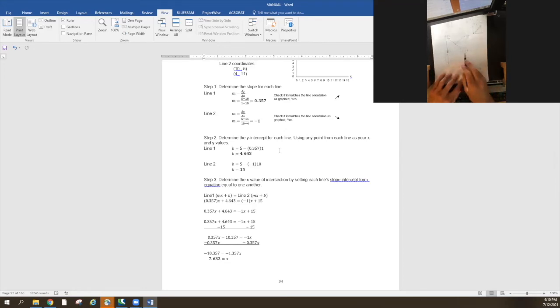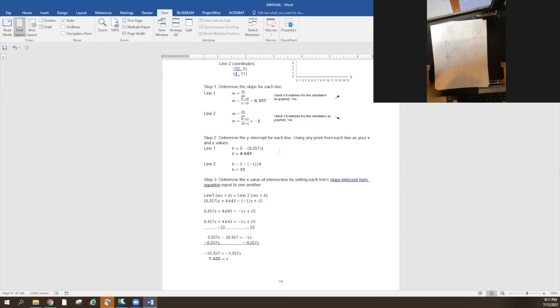So I would do that for both of these lines. I could do that for this one. B equals Y minus MX. I'm going to pick this point here. B equals Y, which is 11, minus my slope, which was -1, times my X, which was 4. If I do the math, the y-intercept on this line will be 15. So this line, if I were to extend it up, would intersect the y-axis at 15. And down here, it's going to be 4.643. All right, so that's step 1, slope.